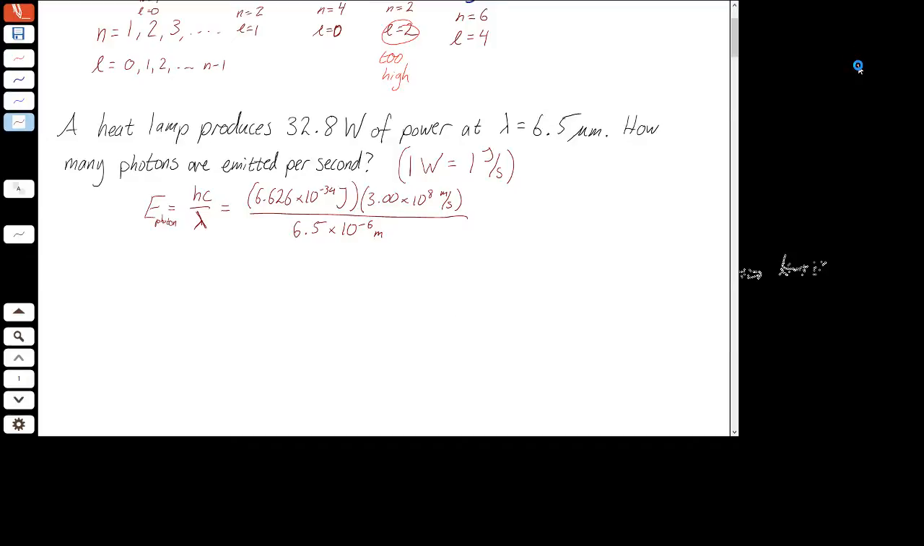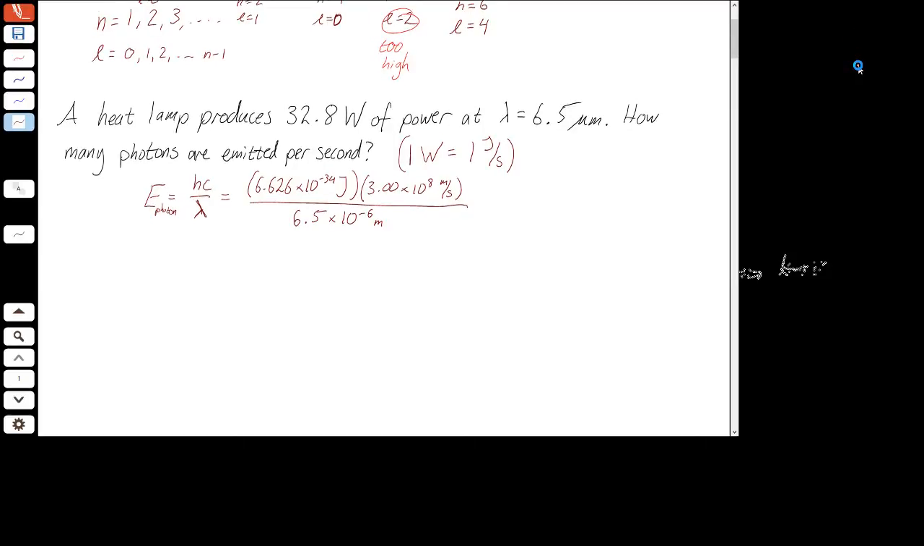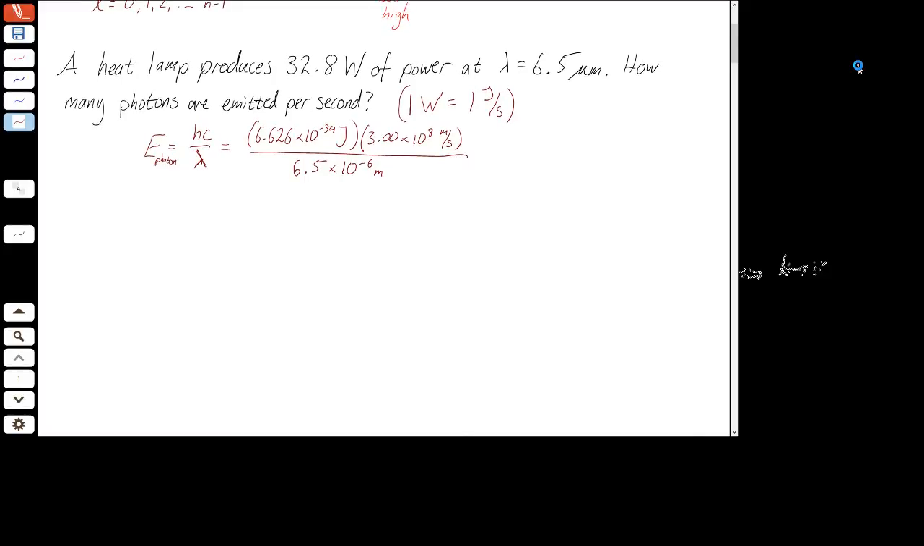Just a little hint, this is a good time to review your metric prefixes if they didn't quite sink in, especially the small ones. So you've got meter, and then millimeter is 10 to the minus 3, micrometer is 10 to the minus 6, nanometer is 10 to the minus 9, femtometer is 10 to the minus 12. You don't need to get any smaller than that for chemistry. Okay, so that's the energy of our photon. Oops, calculator.